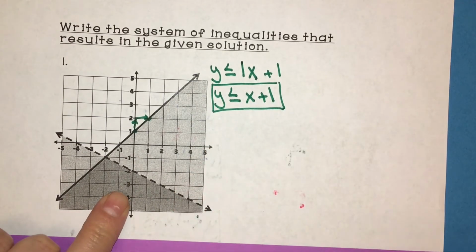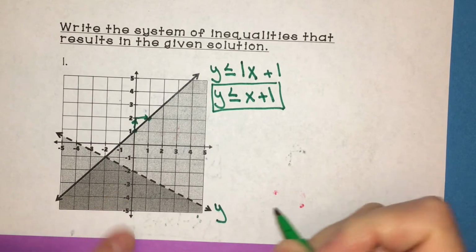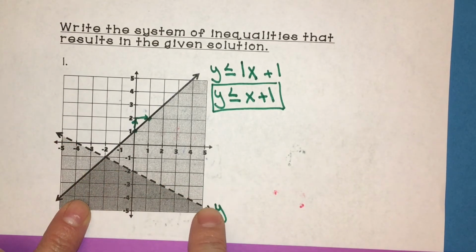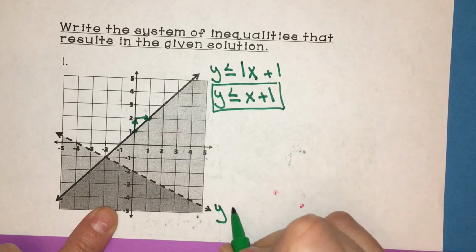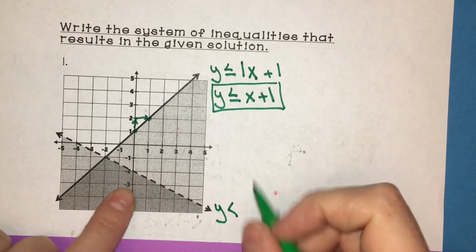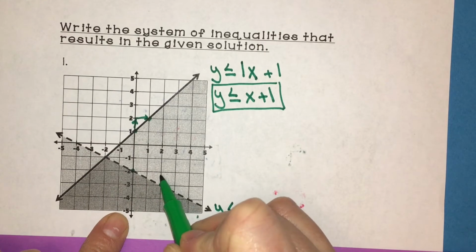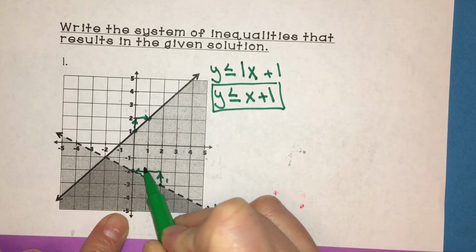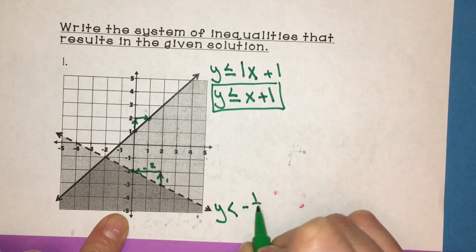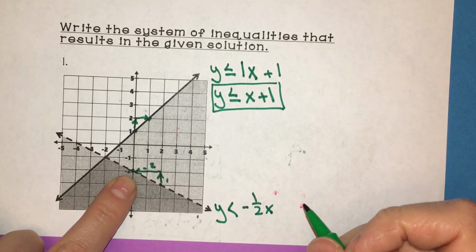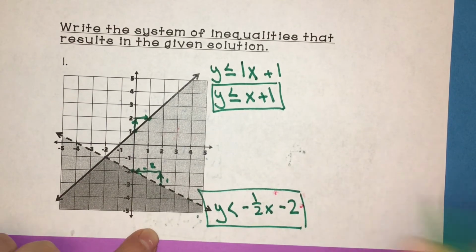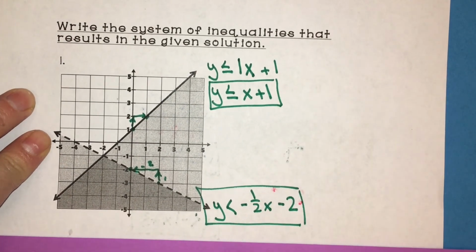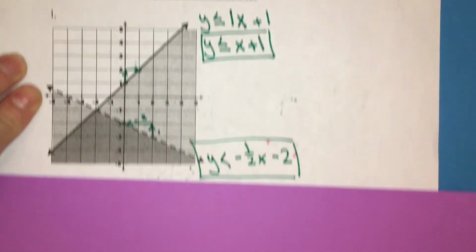And our other inequality is y is, it's dashed, so it's strictly greater than or less than, but the double shaded area is below, so it is y is less than slope, rise 1, run -2, so -1/2 x, and it goes through the y-axis at -2, so -2. So that's your system. Those two together create your system of inequalities, where that's the solution.